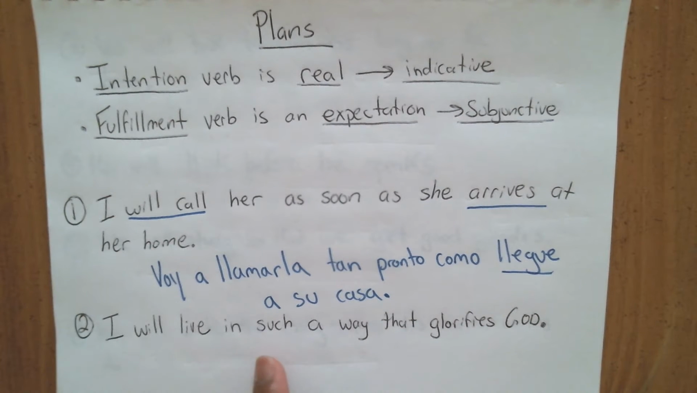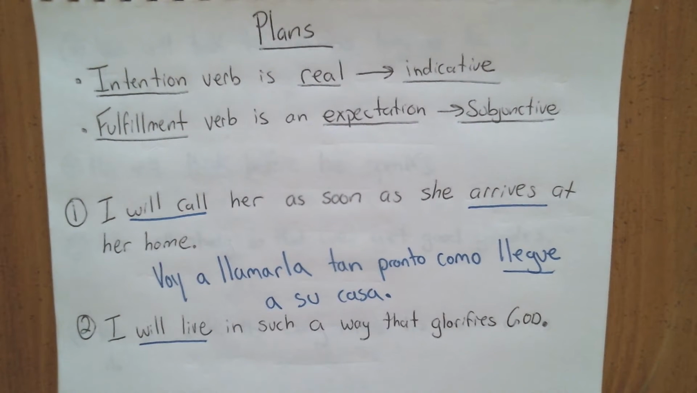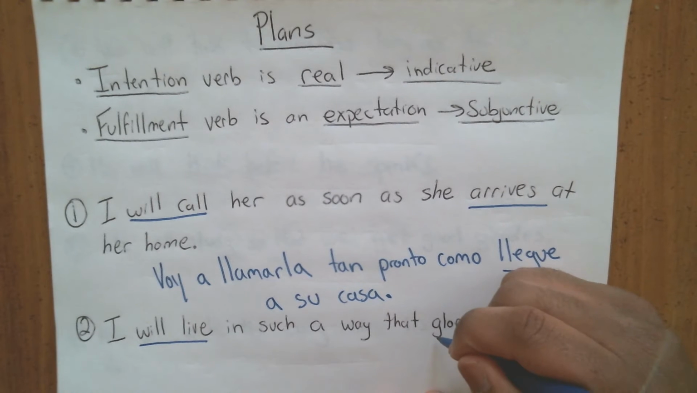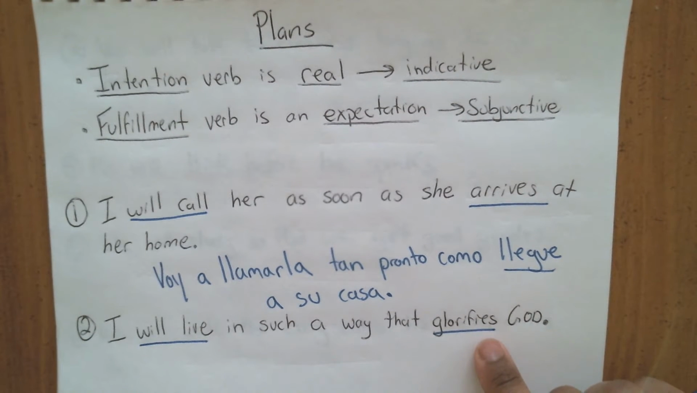I will live in such a way that glorifies God. Okay, will live, that verb construction is talking, I really will live that way. It's a fact. But what do I expect my lifestyle to do? I expect my lifestyle to glorify God. And so this is an expectation. Because that's an expectation, it's going to be in the subjunctive.